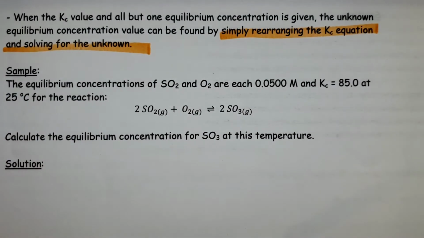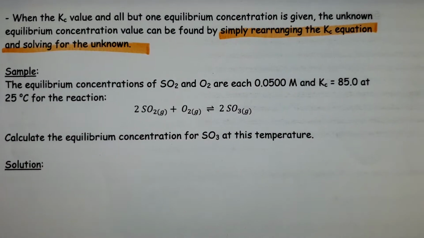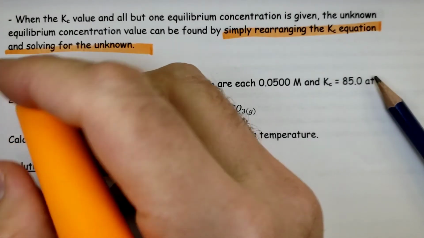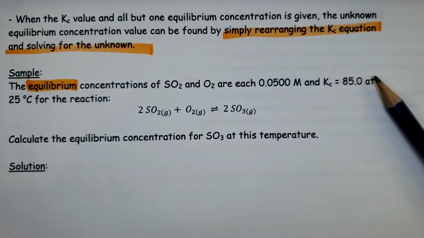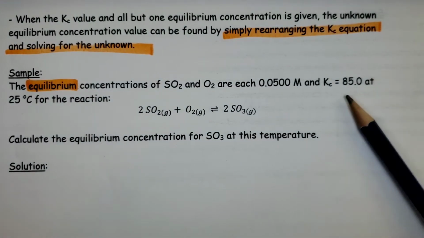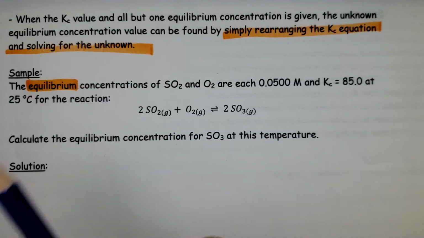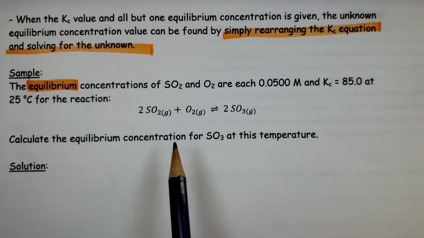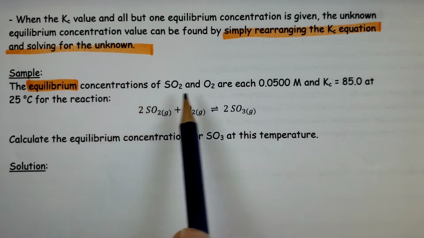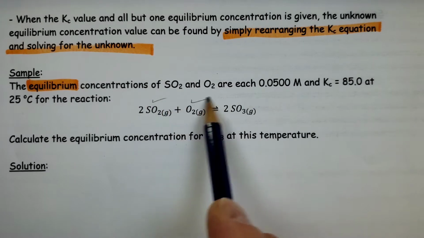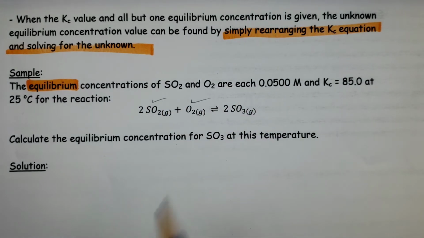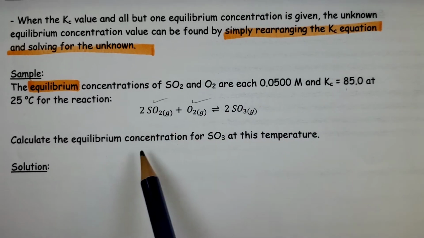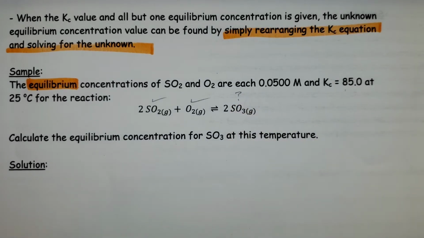So over here, I have 2 examples, one of each type that we'll be looking at. The key thing when you're doing a question like this is to see what kind of concentration you're given, because earlier we talked about equilibrium concentrations versus initial ones. It's the equilibrium ones that go into the Kc or Keq expression. We're told that the equilibrium concentrations of SO2 and O2 are each 0.0500. We know the Kc, the equilibrium constant, and we calculate what SO3 would be.